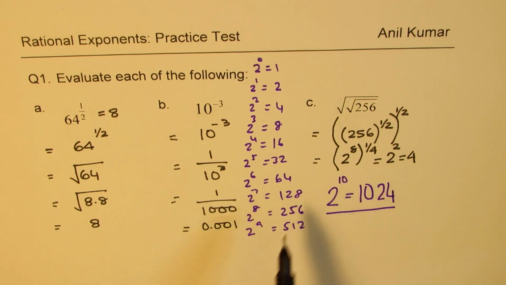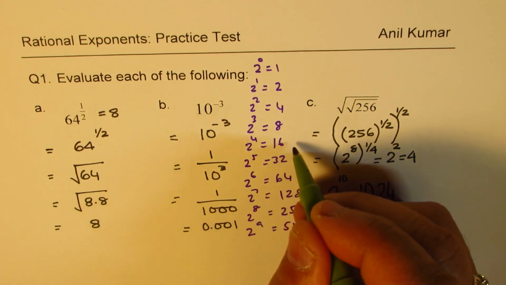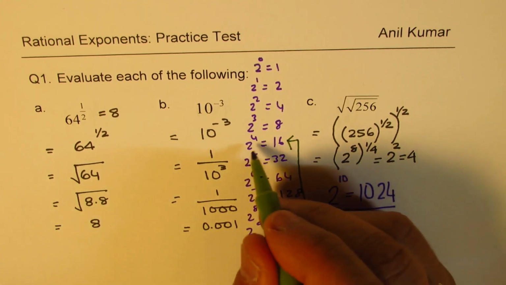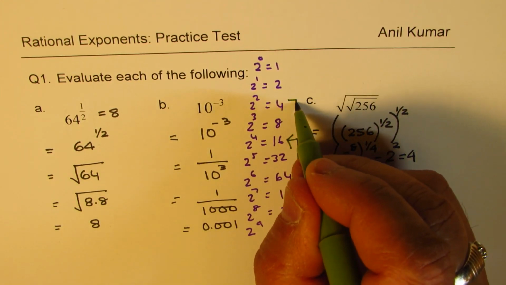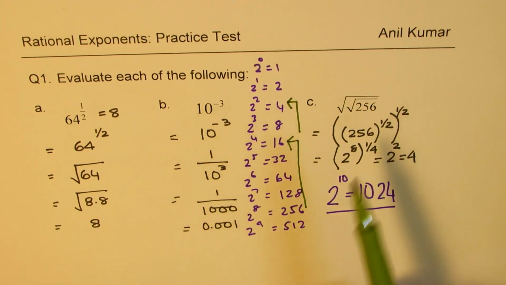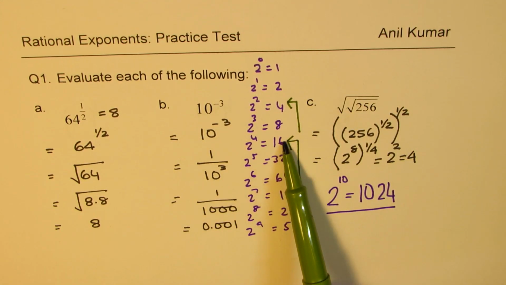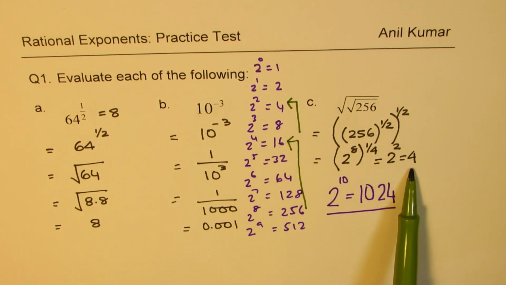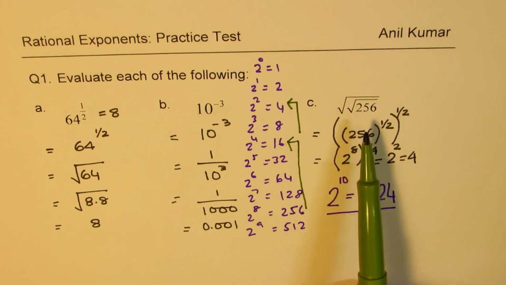Correct? So in steps, if I am working with 2 to the power of 8, then half of 8 will move from here to this place. Correct? And half of 4 is 2. Do you see that part? Visualize it. So we get our answer. So first square root will give you 16, and the next square root of 16 is 4, which is our answer. Perfect. So you could do in this fashion also.